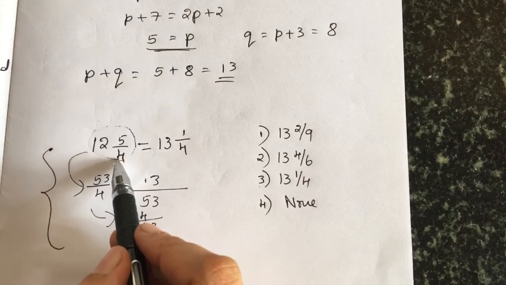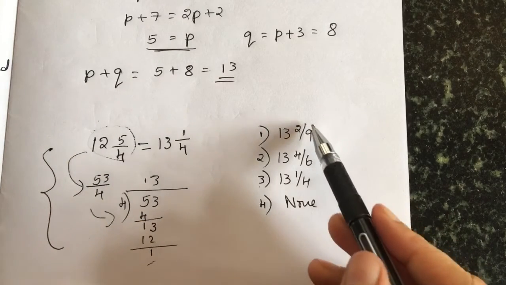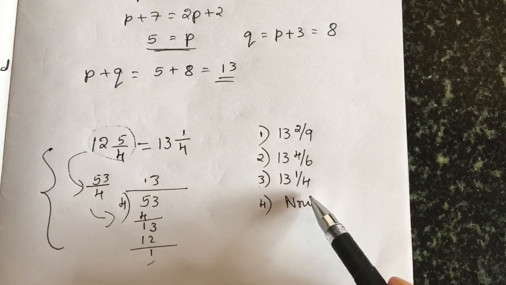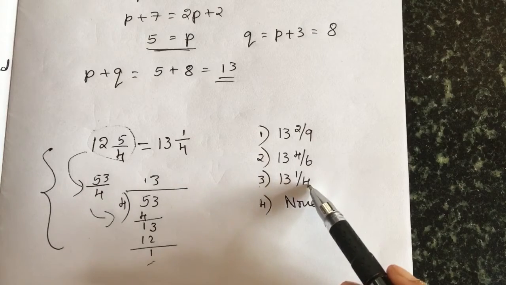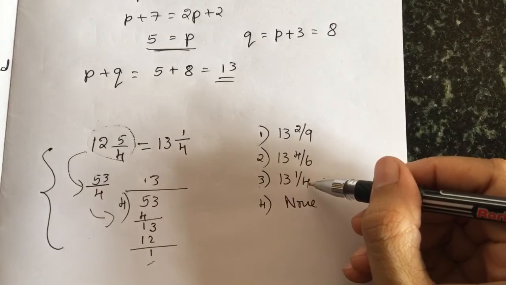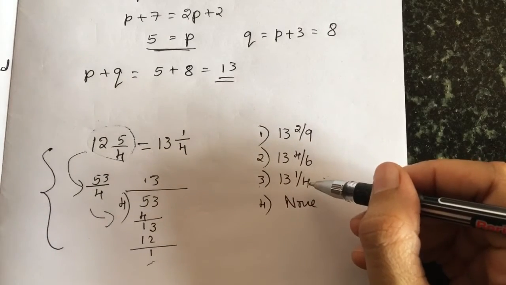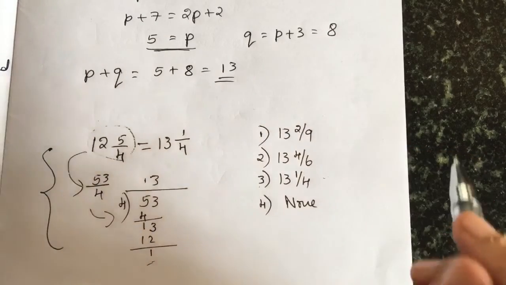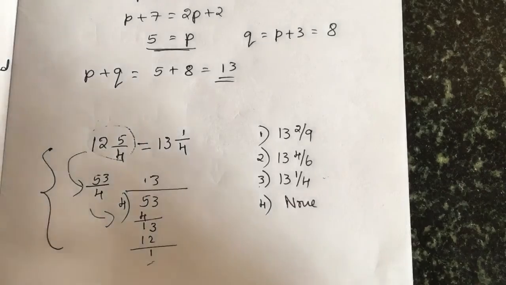In this, the denominator is 4. Is there any number which has a denominator 4? Yes, this is the number. So you can directly tick this. Okay, that's the one case. But sometimes what happens is more than one option will have the same denominator. Okay, in those cases, what to do?